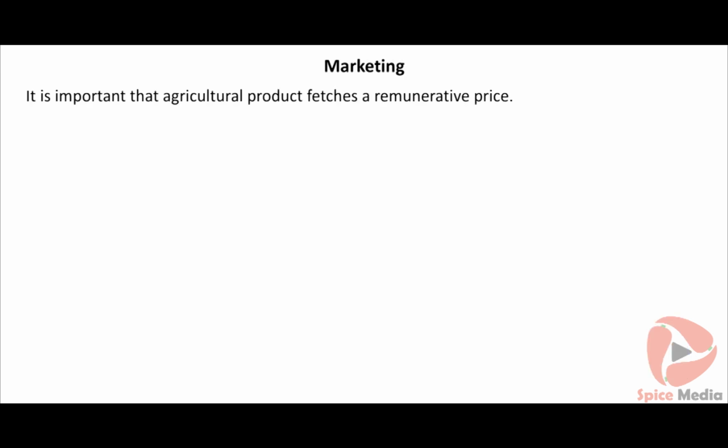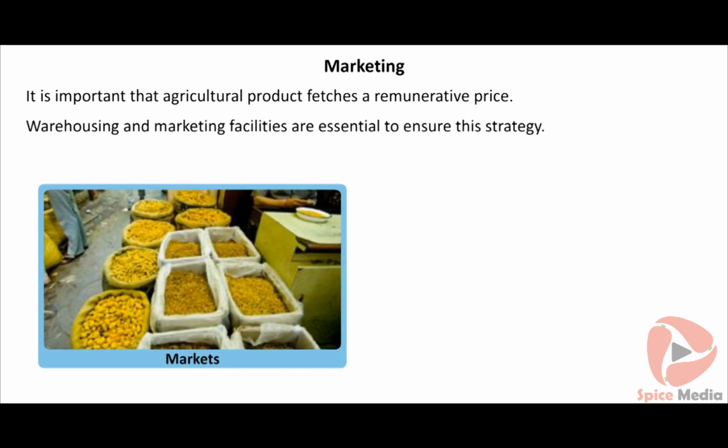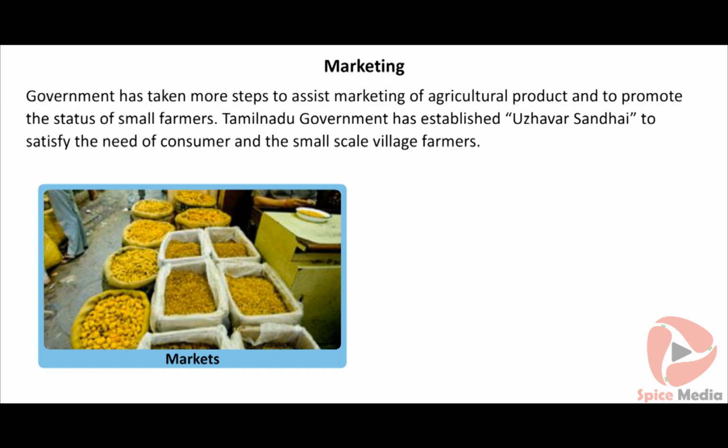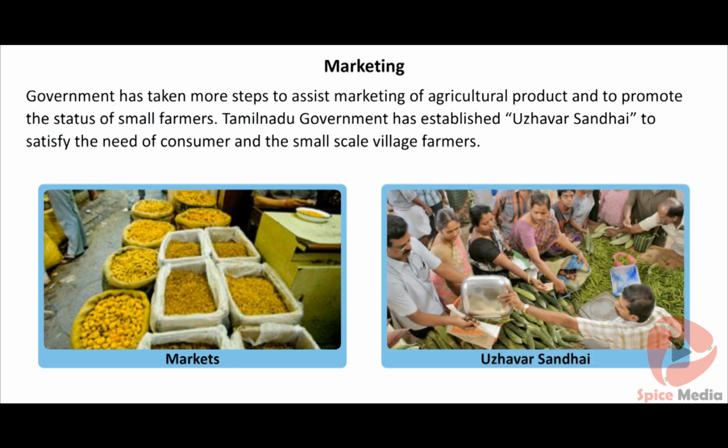It is important that agricultural product fetches a remunerative price. Warehousing and marketing facilities are essential to ensure this strategy. Government has taken more steps to assist marketing of agricultural product and to promote the status of small farmers. Tamil Nadu government has established Ulavar Sandai to satisfy the need of consumer and the small-scale village farmers.